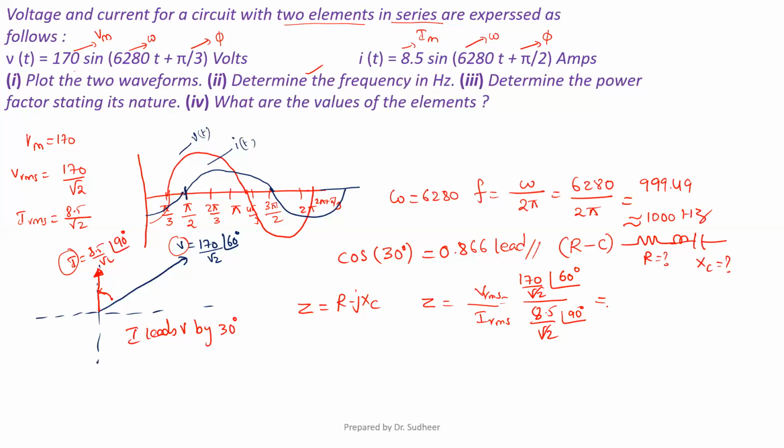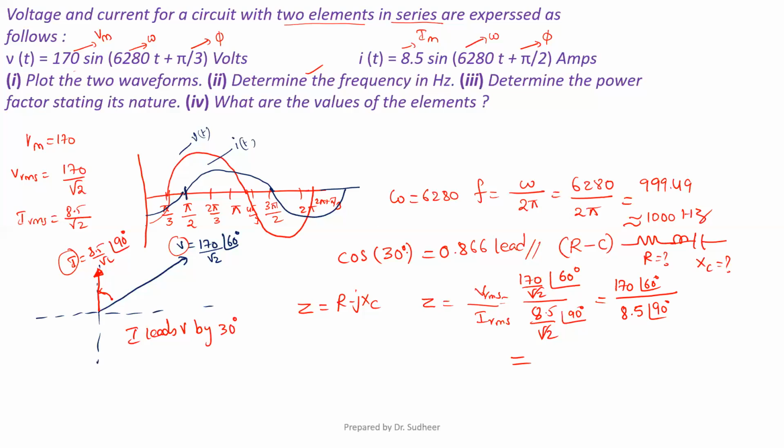So use your calci, keep it in complex mode. Enter the numerator 170 at an angle of 60 divided by 8.5 at an angle of 90. Directly you will get the answer in rectangular form. Keep your calci in complex mode. How to use complex mode, I have made a video. You can change your settings of your calci to complex mode, and then in the numerator it is 170 shift angle 60 degrees divided by 8.5 shift angle 90 degrees.